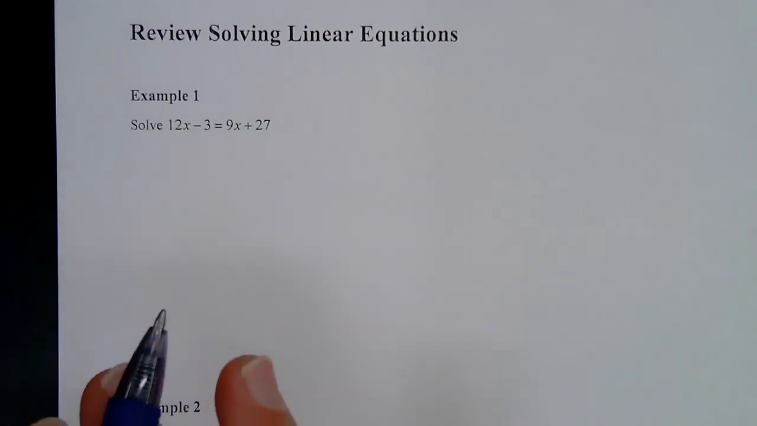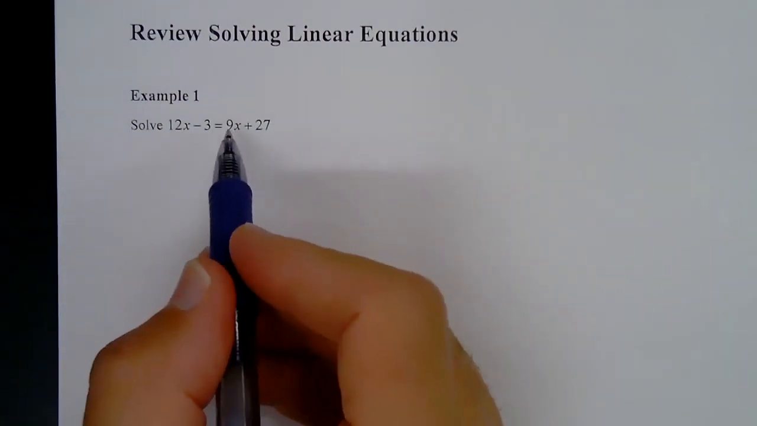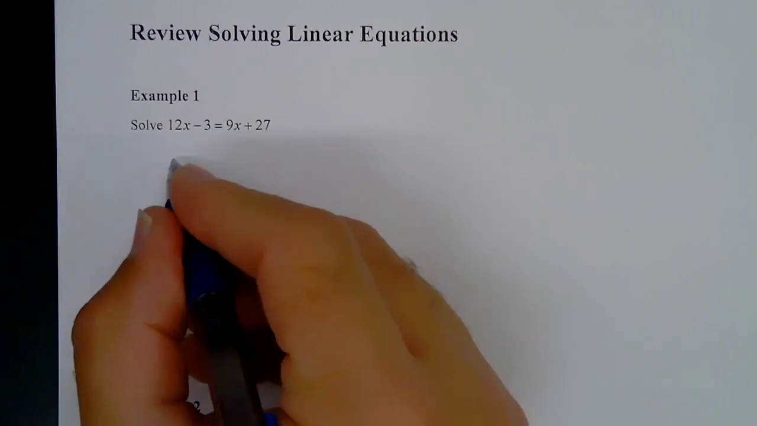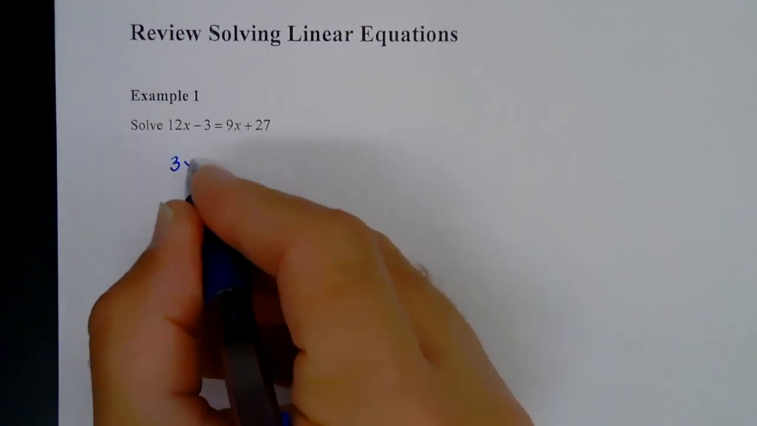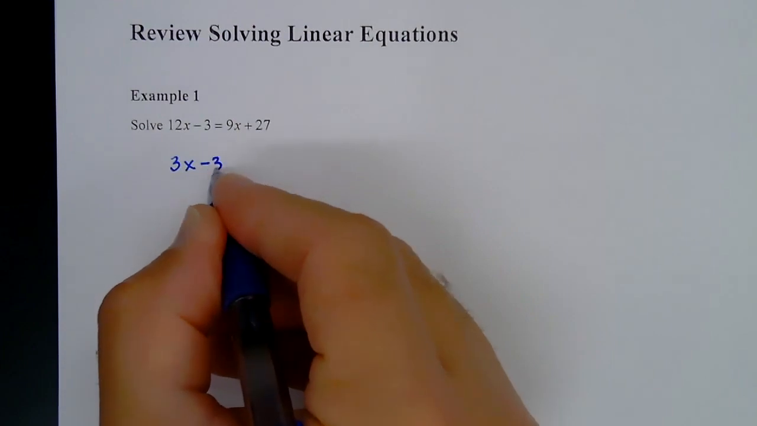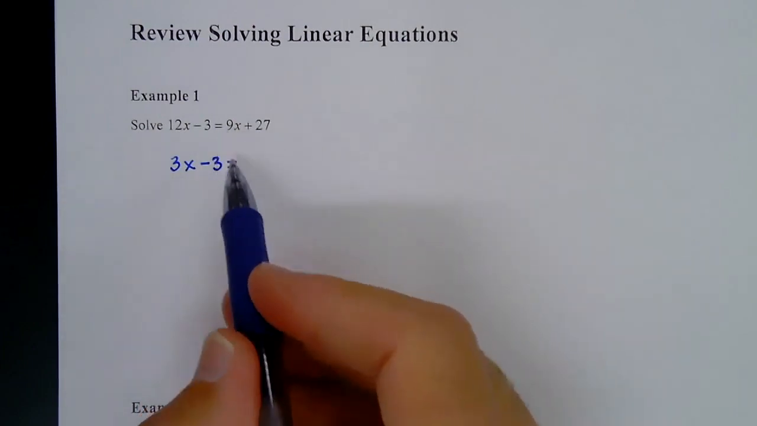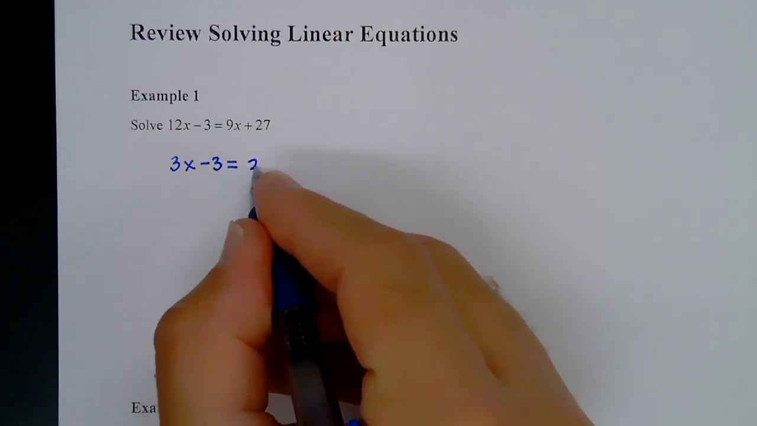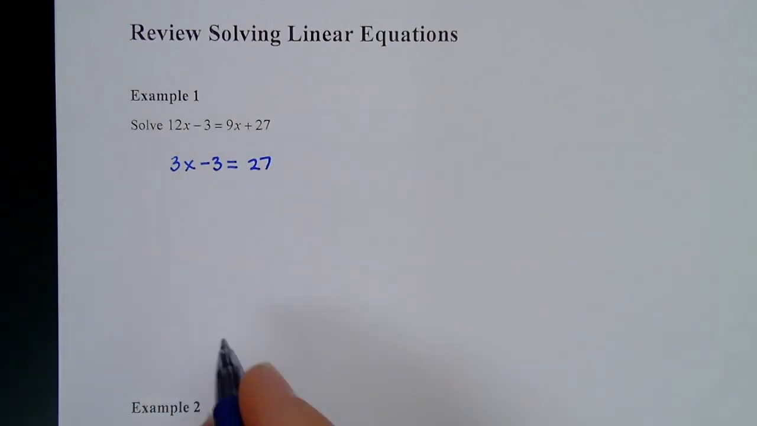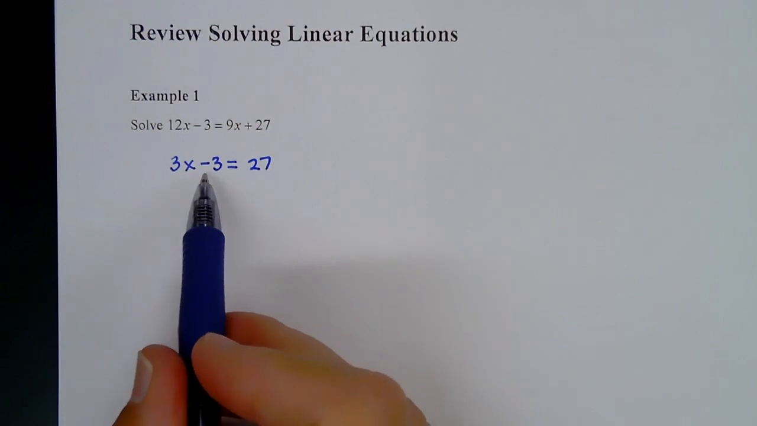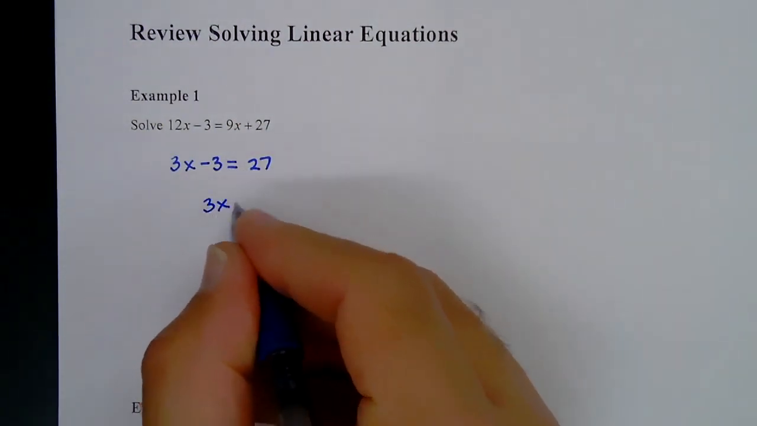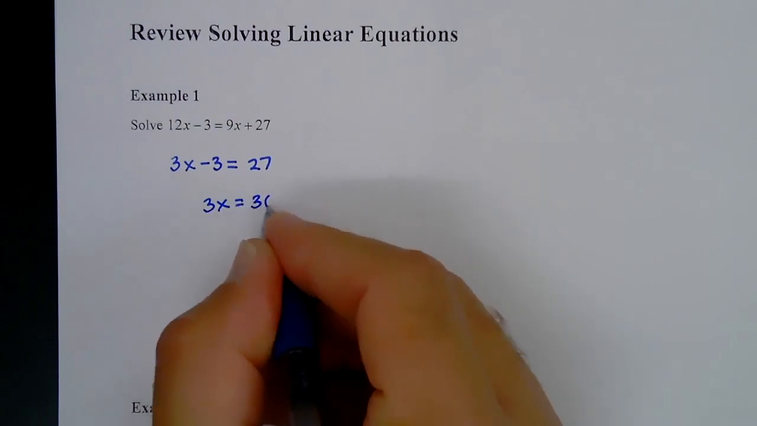Now, you don't need to show me this, okay? But just do the math, okay? So 12x minus 9x would give you 3x. And then minus the 3 is equal to, so there's my equals. This 9x has been removed, so I'm just left with positive 27, okay? And then I'm going to add 3 to both sides. So adding 3 to both sides gives you 3x is equal to 30.